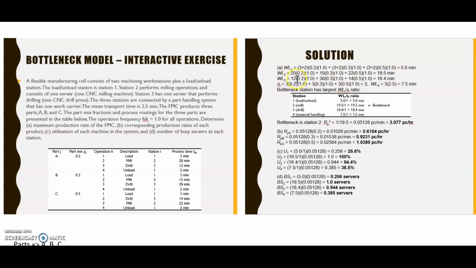And the workload at station 3: the process time for drilling is 12 minutes for part A, times the part fraction 0.2 times the operation frequency 1, plus the drilling process time for part B at station 3, 30 minutes, times 0.3 times operation frequency 1, plus the drilling process time for part C, 14 minutes, times the part mix fraction 0.5 times operation frequency 1. Solving these equations, we get 18.4 minutes.